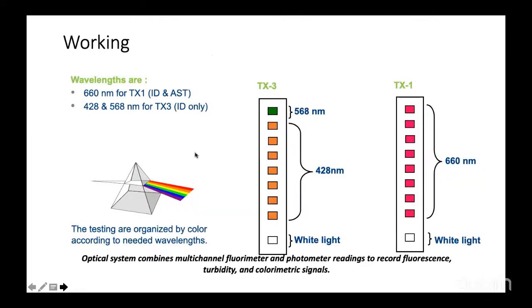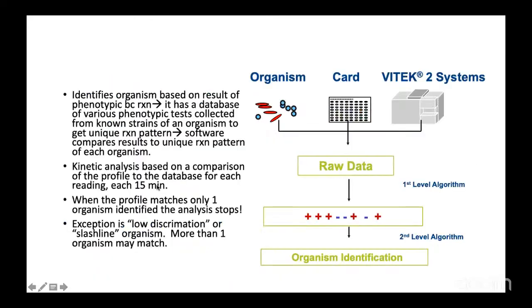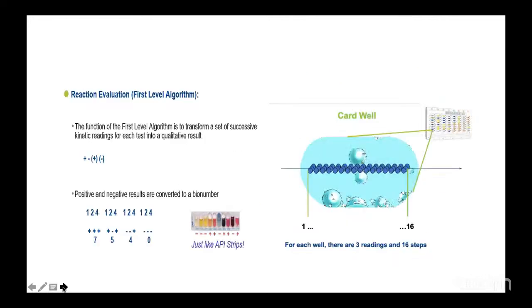So how does it work? It works by reading these wells in an optical system at these wavelengths. So it identifies the organism on the basis of phenotypic results. But because these are micro quantities, the results are produced in a very short time. And then the software is built in such a manner that it is able to analyze this raw data and give you a first level algorithm. Now, this first level algorithm will stop unless and until it is able to match with an organism. If it is not able to match this kinetic analysis, then it will continue to read further and detect these changes and go ahead.